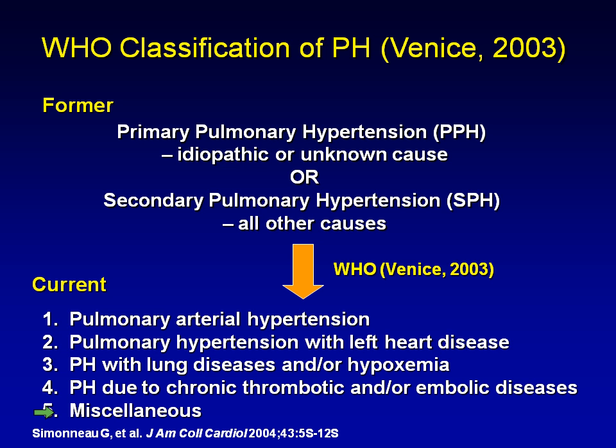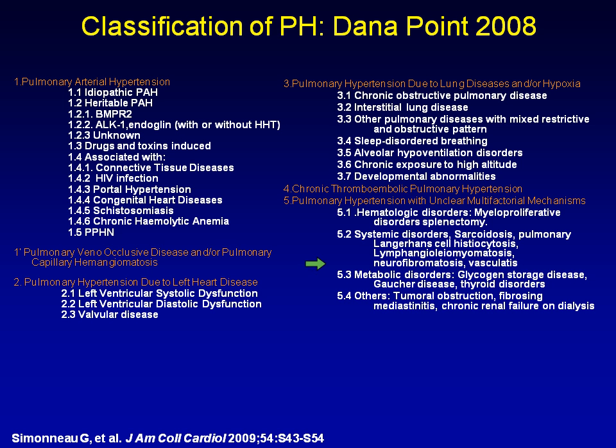So as this classification was developed further, again, we're not going to go over all this, but you can see that there are 5 different groups. Group 1, Group 2 is the left heart, Group 3 is the lung disease, Group 4 is the thromboembolic or clots, and Group 5 is unclear or multifactorial. So most of the time in children, we see children with so-called idiopathic or heritable pulmonary hypertension.